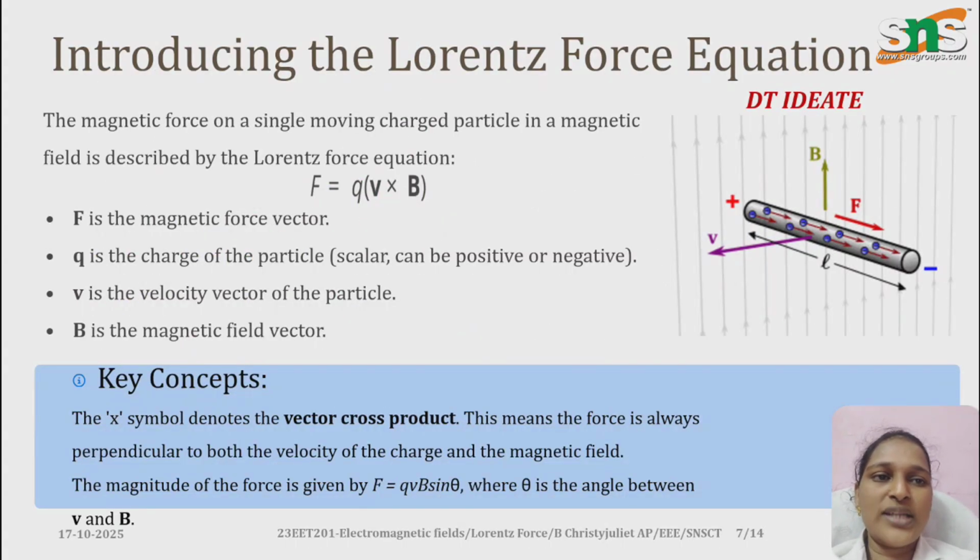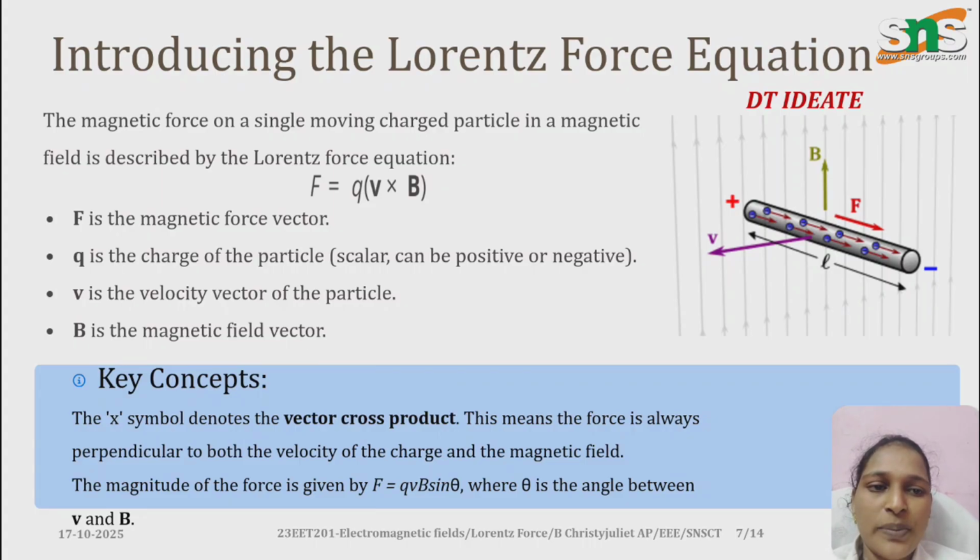Now let's get into the Lorentz force. What is the Lorentz force? It is the magnetic force on a single moving charged particle in a magnetic field. This can be expressed mathematically as F = Q (V × B), where Q is the charge of the particle, V is the velocity of the charged particle, B is the magnetic flux density or the magnetic field vector, and F is the magnetic force vector.